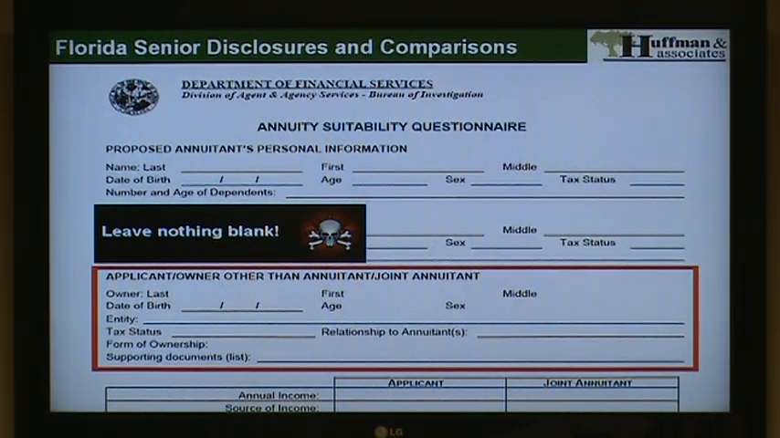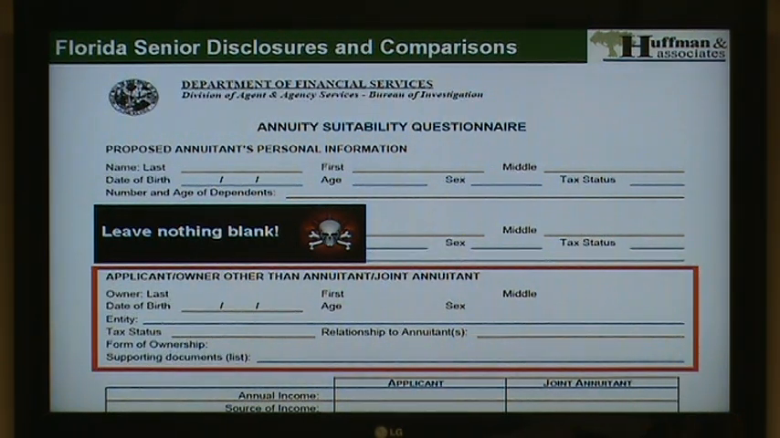Relationship to annuitant. If the owner and the annuitant are the same, answer NA. If they are different and the owner is a natural person, answer as applicable. Spouse, father, etc. For an entity, answer as applicable. Trust, custodian, etc. Form of ownership. If the owner is a natural person, answer NA. For an entity, answer trust, partnership, corporation, etc.